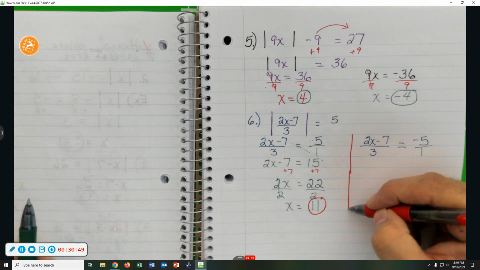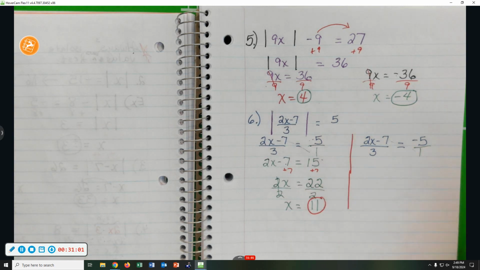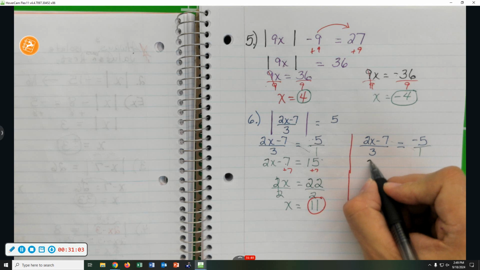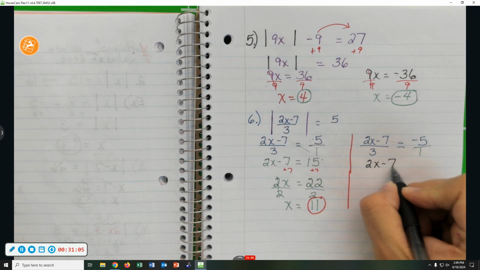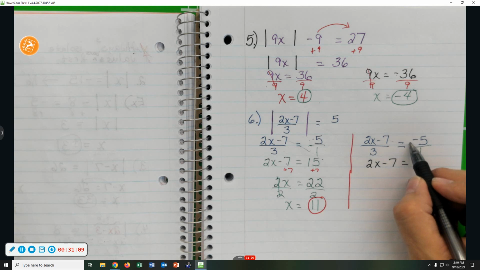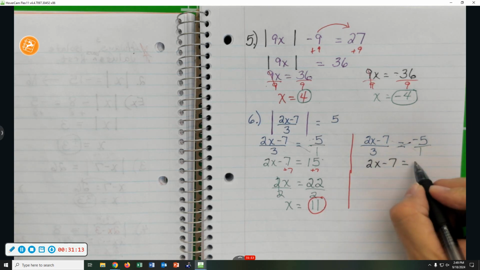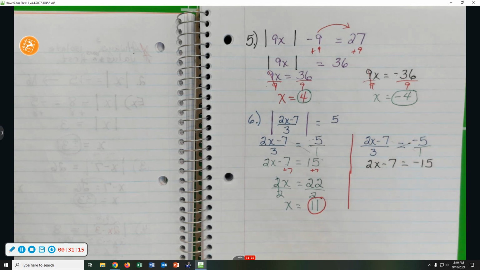I think the next answer is going to be negative 11. Let's see. I'll do the cross multiplying. 2x minus 7 times 1 is just 2x minus 7 equals this other diagonal. What will that be? Is that a negative 15?